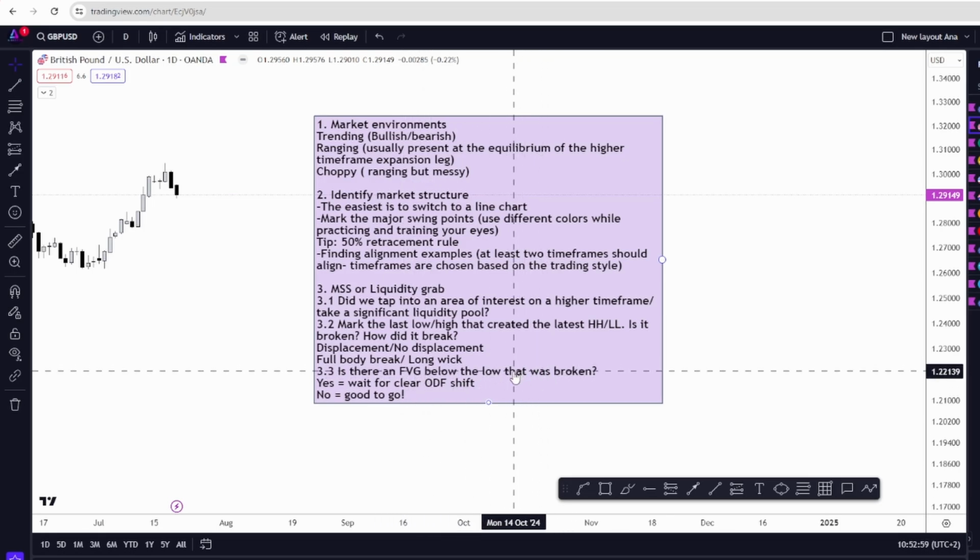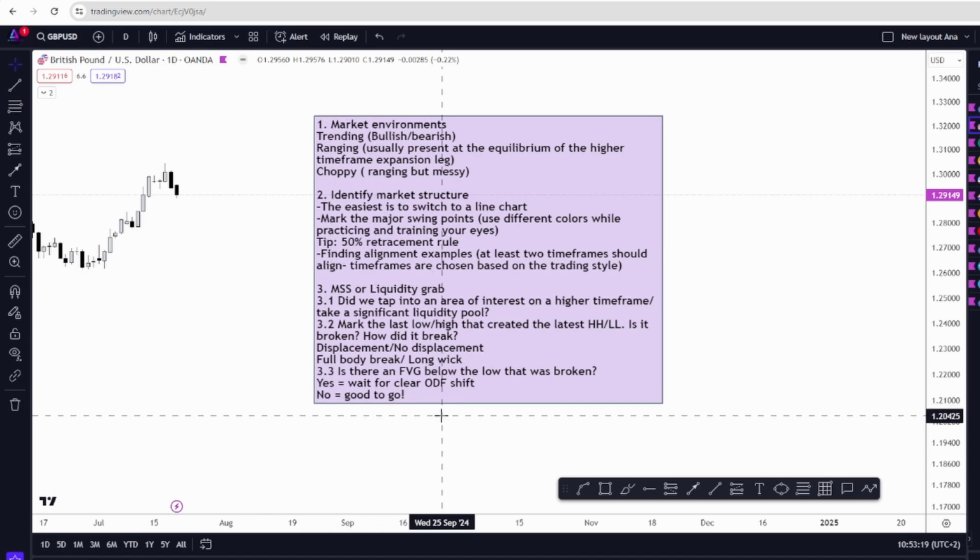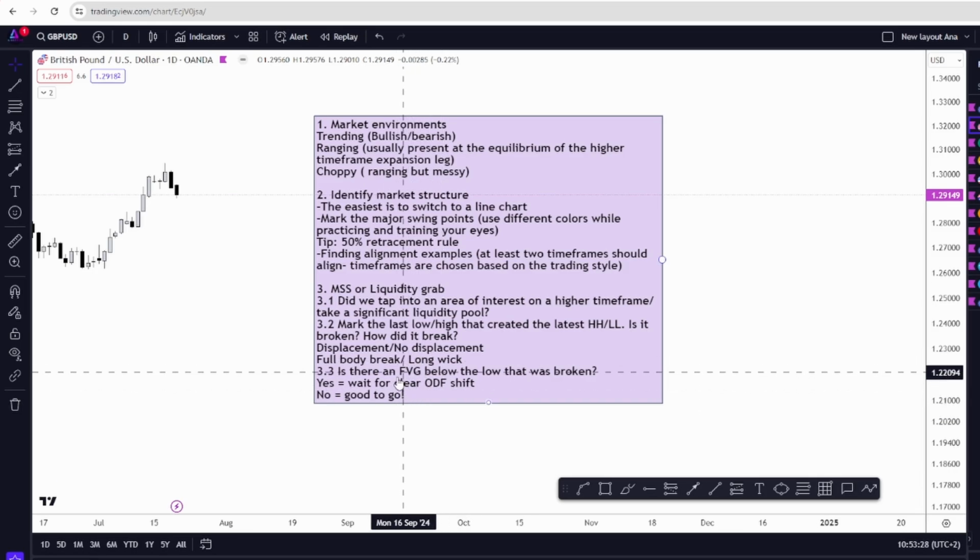So do we have a fair value gap below the low or above the high that was broken? If yes, then I would wait for a clear order flow shift or another break for price to confirm to me that we are shifting the direction. And if there is no fair value gap, which might act as support or resistance, then we're good to go to look for an opportunity based on our entry model. So let me just show you an example of this.